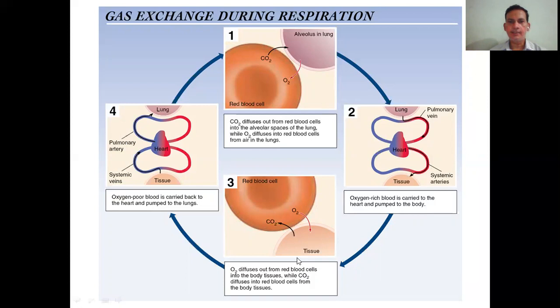In the third step, there will be exchange of gases at the tissue level. The tissues, which already have a higher concentration of CO2, will diffuse CO2 into the blood, and from the RBCs, which have a higher concentration of O2, oxygen will diffuse to the tissues. Now this can be easily utilized. Then this oxygen-poor blood comes back to the heart and is again pumped from the heart to the lungs. So this is the whole four-step process which goes on during the process of respiration.